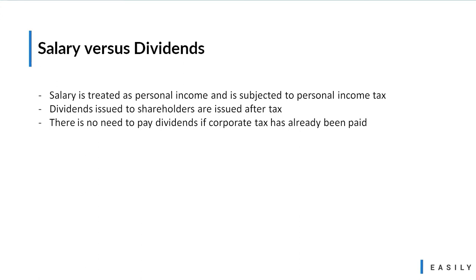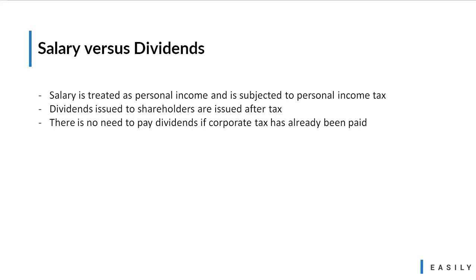Okay, so I mentioned this thing called salary versus dividends. Some people set up the company as sole shareholder and sole director, which means there's only one shareholder and one director, which is themselves. Then I always ask them, do you need personal income? If you don't need personal income, note that salary is treated as personal income and subject to personal income tax. But in Singapore, every dollar can only be taxed once. So dividends are issued to shareholders after tax, which means that after the company has either set aside or paid the tax already, the remaining profit can be issued back to the shareholders as dividends. So there's no need to pay tax on dividends if corporate tax has already been paid.